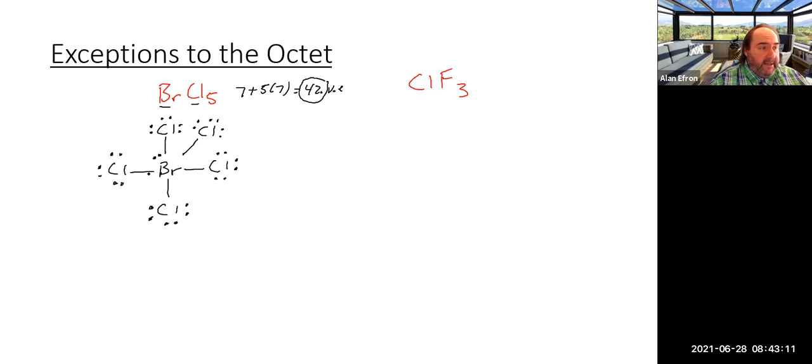So our bromine that doesn't have 8 has in this case 2, 4, 6, 8, 10, 12 electrons around it, which makes it perfectly fine in that situation. Any questions on that drawing there?